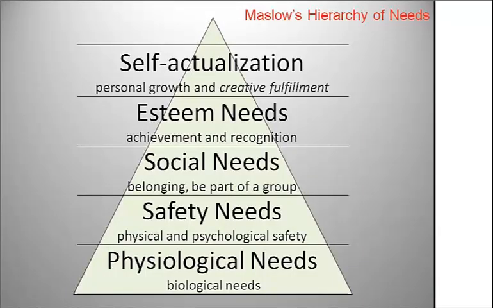Maslow had this pyramid, which is Maslow's hierarchy. And at the bottom, you see biological and physiological needs. So for instance, if anyone had to go to the restroom right now and had to step out, well, that's a need that you have to fulfill before you can think about other things.